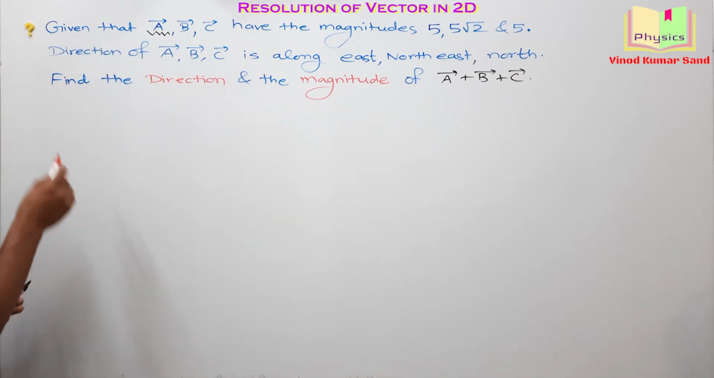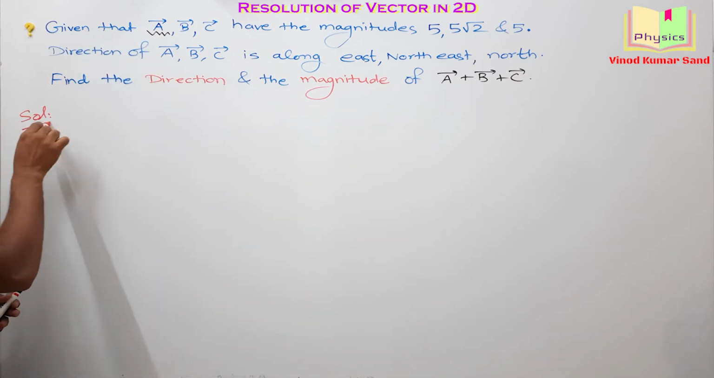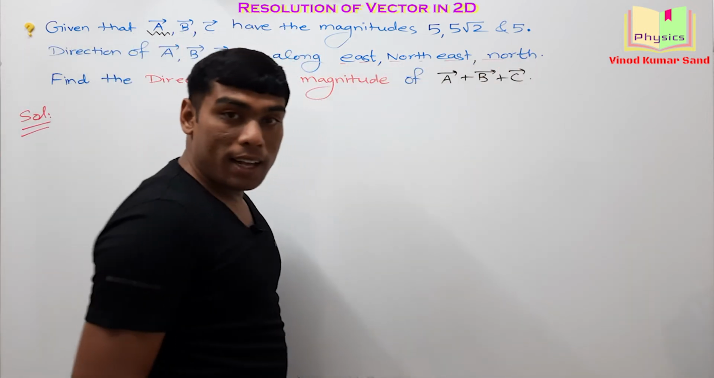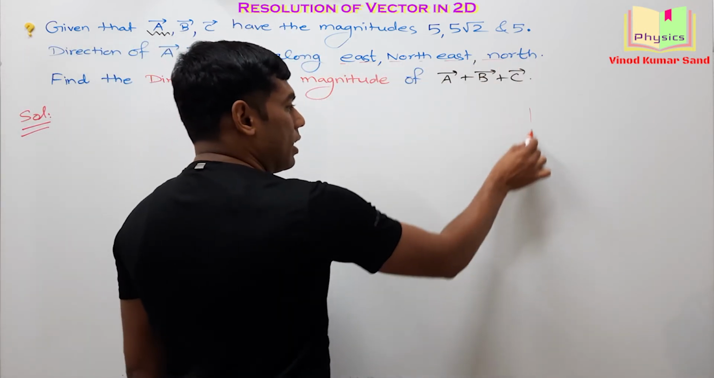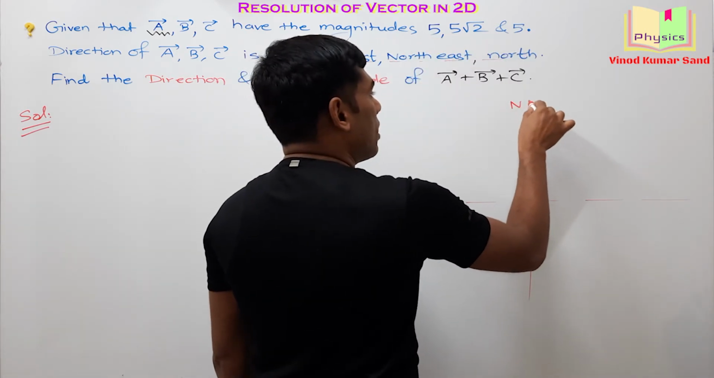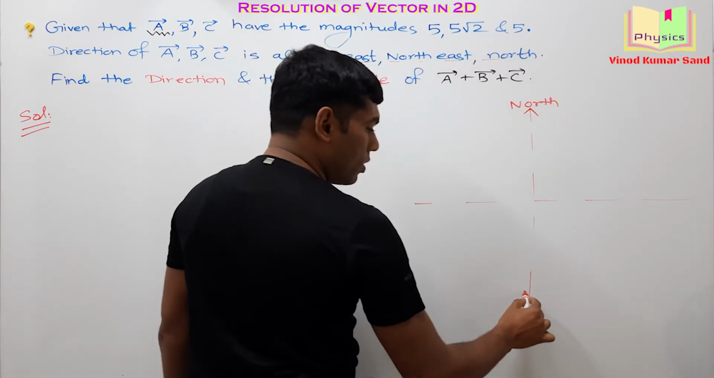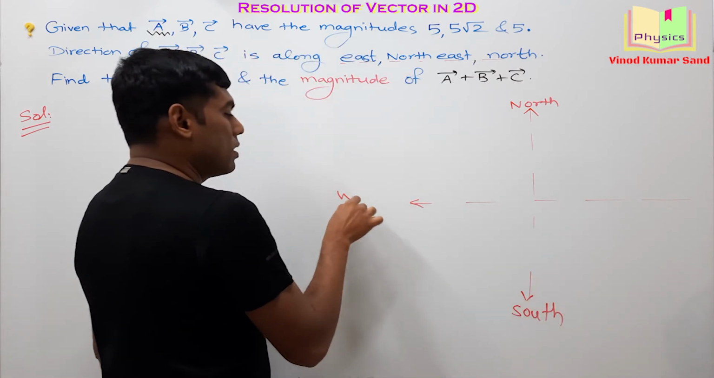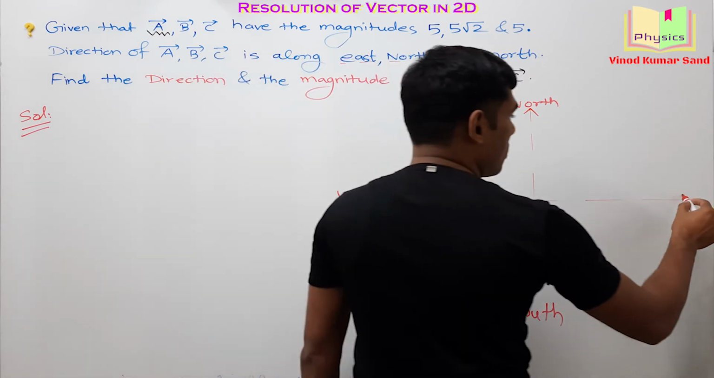I'm starting the solution here. In this question, we will require the sense of directions. So let's plot it here. This direction we are assuming as north, this we are taking as south, then this is west, and here is the east direction.